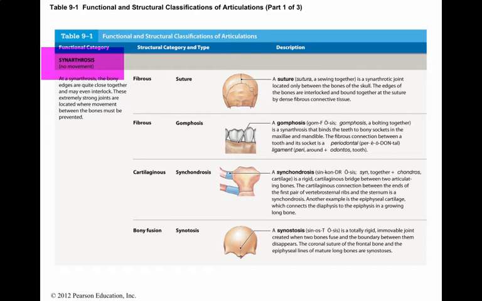This type of joint may fuse over time. A synarthrosis joint includes the sutures of the skull and the gomphosis that binds the teeth to the bony sockets in the mandible and the maxilla. These are extremely strong joints and are located where movement between the bones must be prevented.